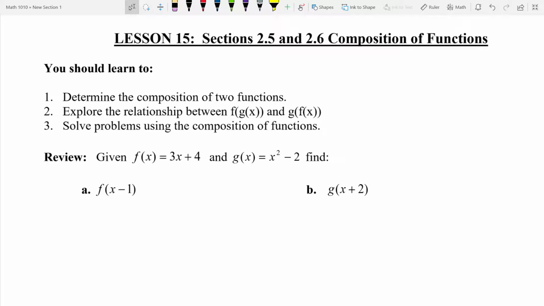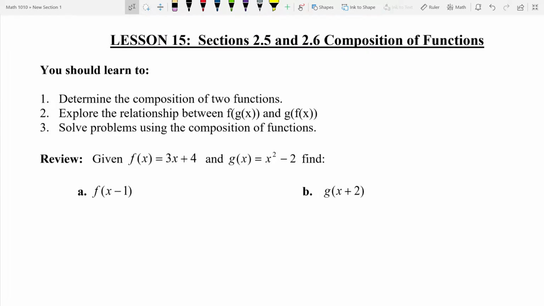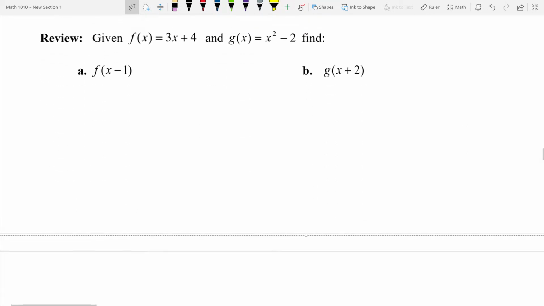Okay, so this is lesson 15. Like I said, this is not going to be on the midterm, okay? But we can't have an extra day of review. We don't have enough time.